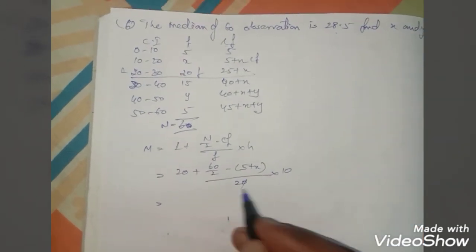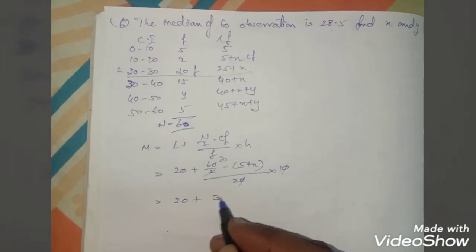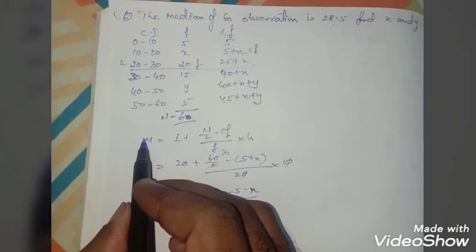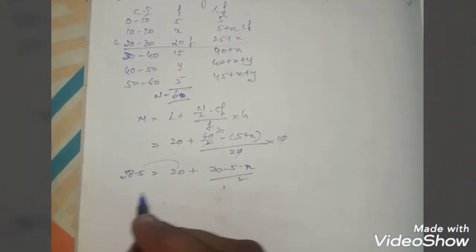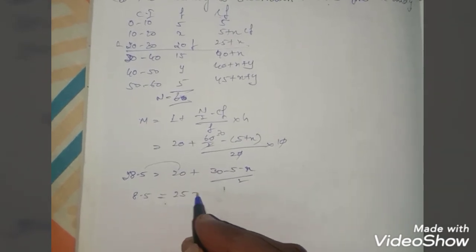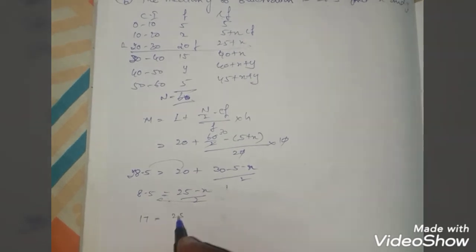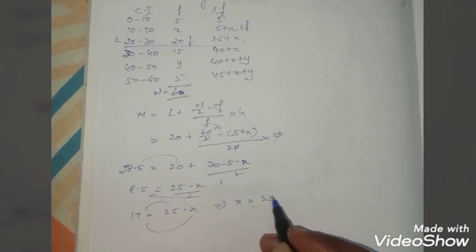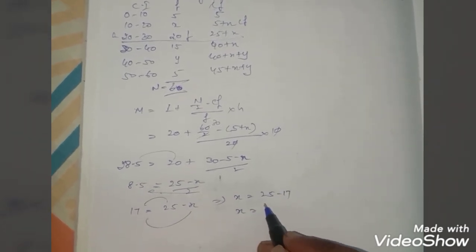Now here the 0 you can cancel. Now here 30. So you'll get 20 plus 30 minus 5 minus x divided by 2. Now median, already they have given us 28.5. So I can write 28.5 here. Send this 20. You will get 8.5 is equal to 30 minus 5, which is 25, minus x divided by 2. Now multiply this 2 here. You will get 17 is equal to 25 minus x. Send this x here. Send this 17. You will get x is equal to 25 minus 17. So x is equal to 8.